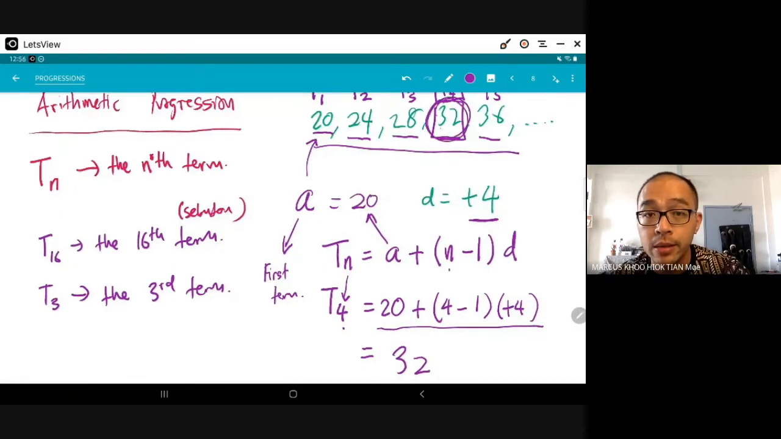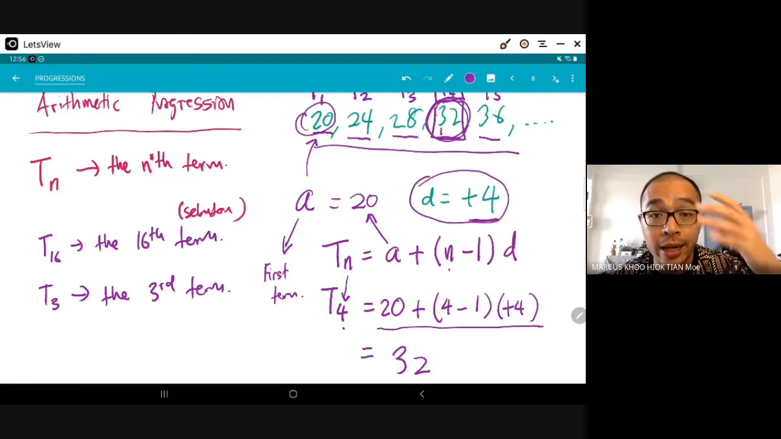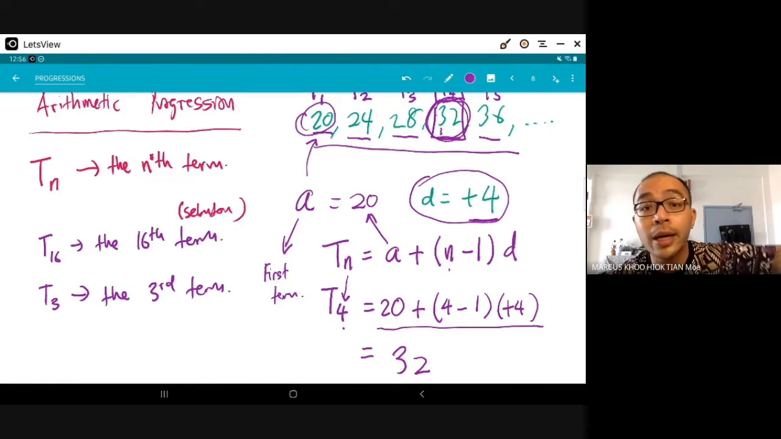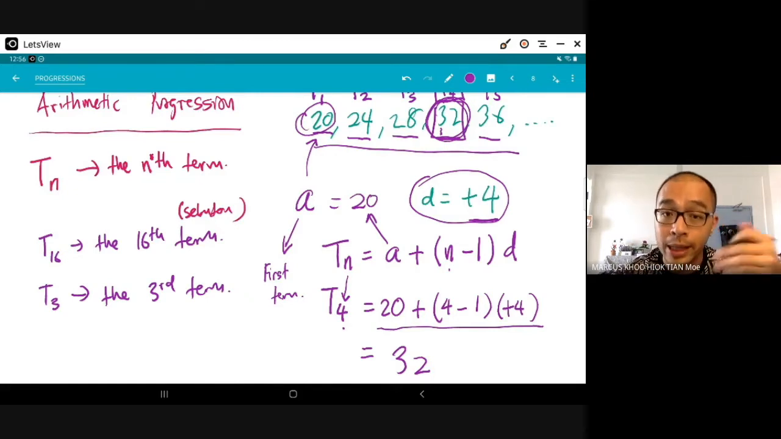Ini kan sebutan keempat. Kan? This is the fourth term dengan syarat this is the first term dan dia punya common, dia punya D, dia punya pattern adalah positif 4. Okay, so actually kita boleh cari sebutan yang entah berapalah yang kita mau cari dalam pattern ini.